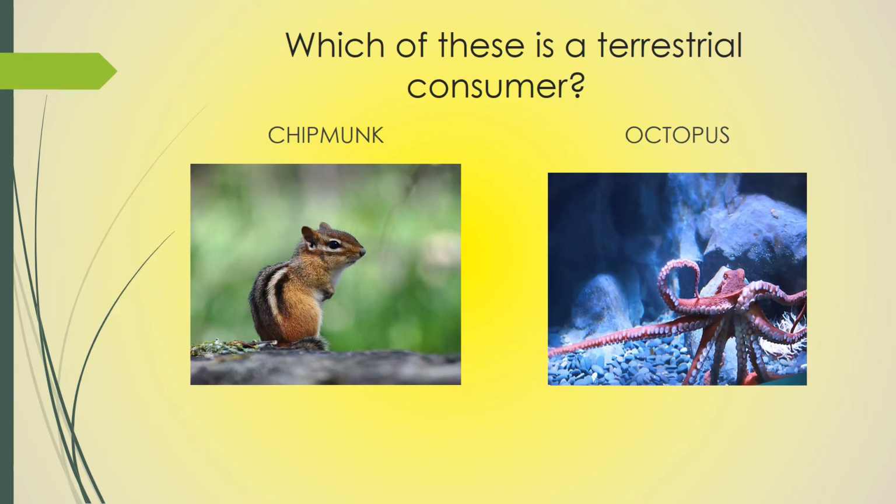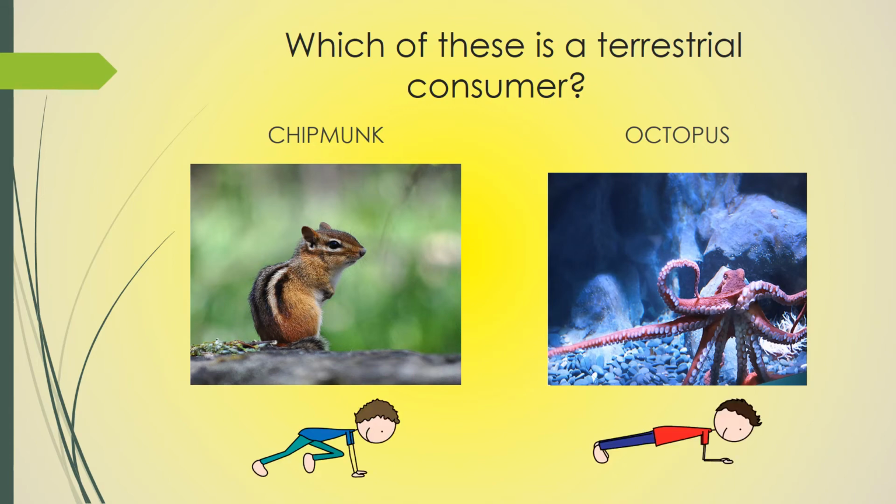Which of these is a terrestrial consumer? The chipmunk or the octopus? If you think it's the chipmunk, you're going to do mountain climbers. If you think it's the octopus, you're going to do a plank hold. Get ready and go.